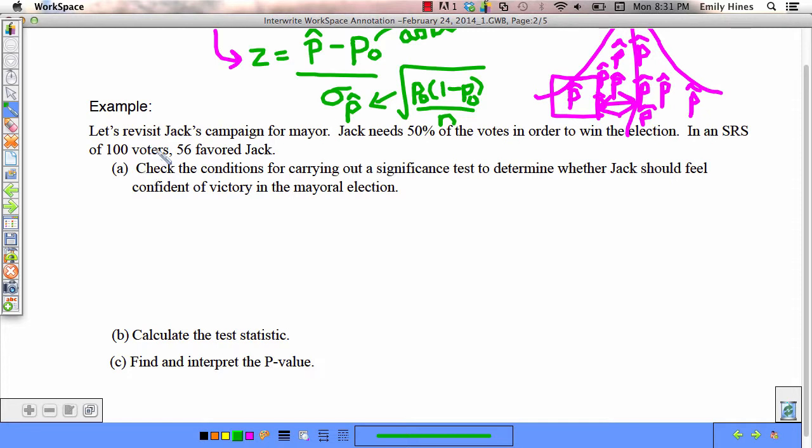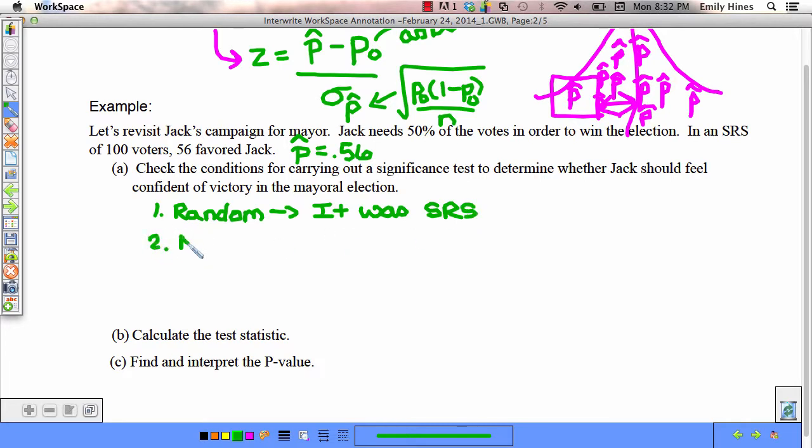revisit. I don't know that we ever actually talked about Jack's campaign for mayor, but let's talk about it. Jack needs 50% of the votes in order to win the election, and in an SRS of 100 votes, 56 favored Jack, which right there tells us that our p hat is 0.56. So let's check the conditions. 1, random. It's an SRS, so that right there says that it is random. 2, the normal condition.